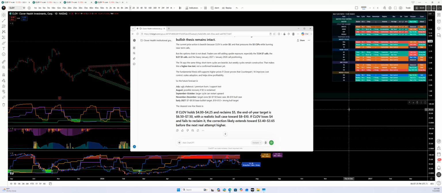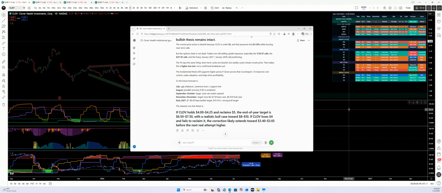For your current $5 CSP expiring 7/24, the updated odds remain: assigned on $5 puts, 55 to 60%. CLOV reclaims $5 and puts expire worthless, 30 to 35%. Strong rebound above $5.50 before expiration, 10 to 15%. That plus the 41% increase in the 7/24 $7 calls helps the bull case, but it does not directly protect your $5 puts. It only matters if CLOV first reclaims $4.50, $4.75, $5.